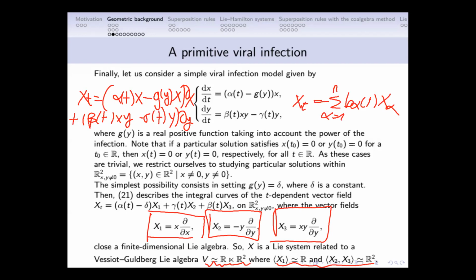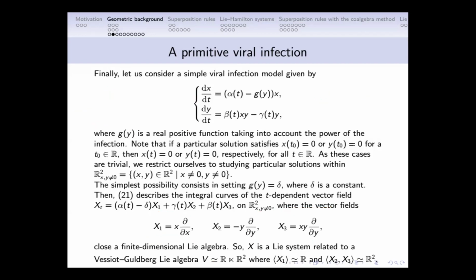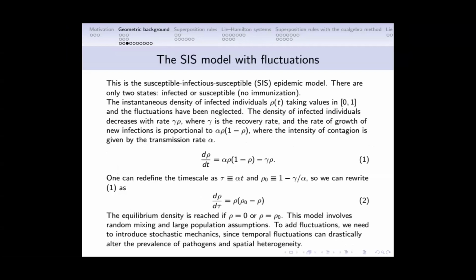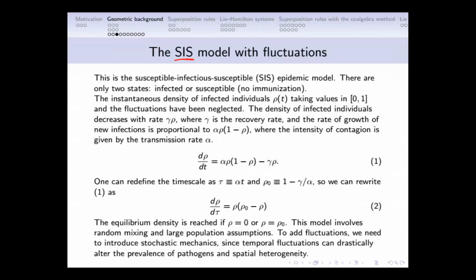But it's a Lie system, so that means that this viral infection admits a solution in terms of a superposition rule again. So I wanted to start with a simple viral infection to tell you a little bit about this other model, which is called the susceptible-infected-susceptible model. That means that this particular model does not really include immunity. It means that you are either susceptible, you can get infected, and after being infected and getting cured, you can be susceptible again. So it means no immunization.